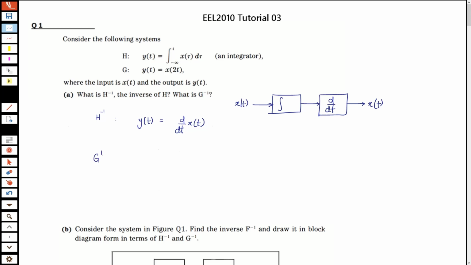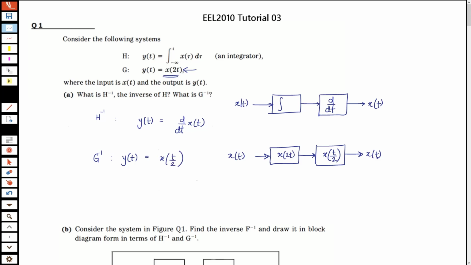What is G inverse? You notice what G does? G basically compresses a signal in time. So what we need is a system that reverses this. That means a system that expands it by the same factor, something like this, scaling by a factor of half. This is again going to result in the same signal. That means G inverse in this case would be a system defined by input-output relationship as x(t/2).